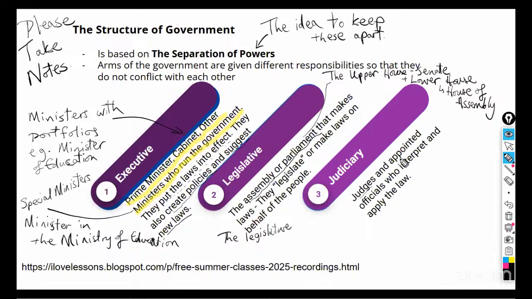These are judges and appointed officials, right? Police officers, customs officials, attorney general. So they are not elected, they are appointed. They go through a process and they are appointed, right? And they interpret and they apply the law, right? When an arrest is made, a police officer has interpreted and applied the law, right? When a person goes in to make a report to a police officer, they interpret and apply the law. If they pursue something or try to get more information, that is interpreting and applying the law.